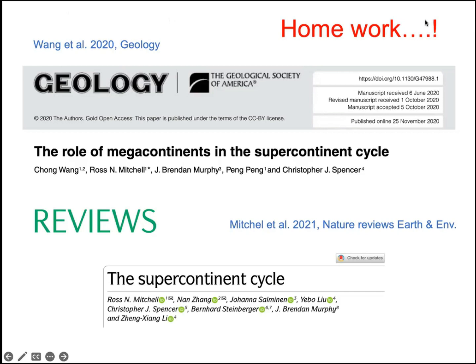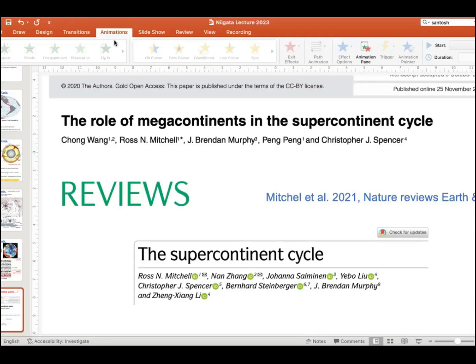So let me once again thank Sanjeewa for a wonderful lecture today. I am very glad that students got a lot of information about the past supercontinents, why you call it a supercontinent and not a megacontinent, and how we look at the supercontinent cycle in the future. So once again, thank you very much.